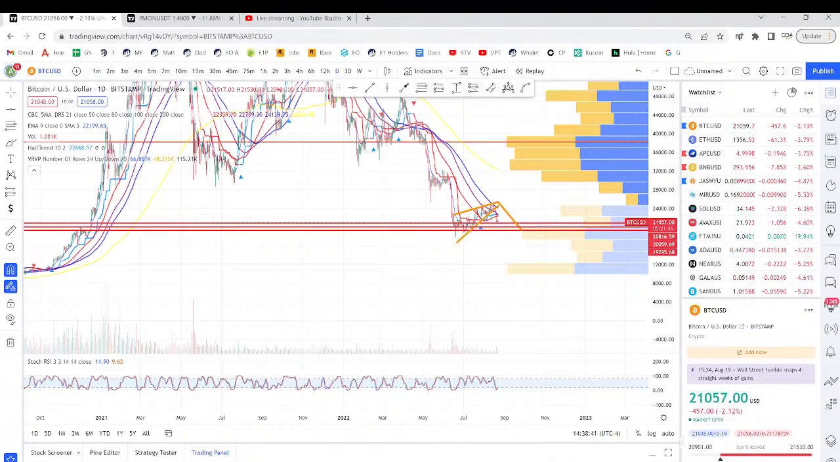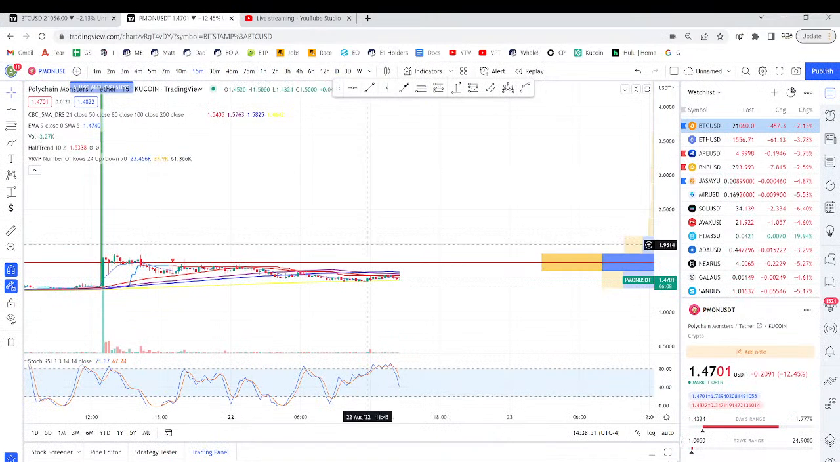So overall, my target for the next few days is 19.3 to 19.5. That would be the golden spot for me where I see Bitcoin going. So that's it for Bitcoin. If you guys have any other requests, let me know.